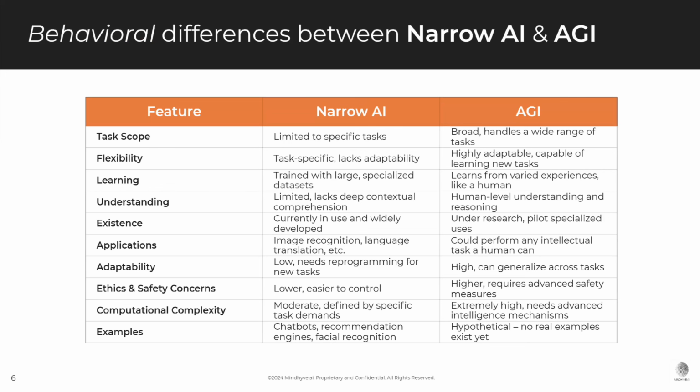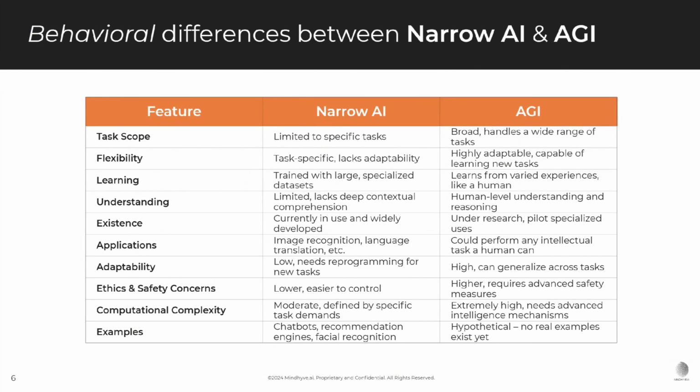So what is it? These are the features of artificial intelligence: the scope of the task it's doing, its flexibility, its learning abilities, how it understands things, its form of existence itself, the applications it's used for, its adaptability to situations, its ethics and safety concerns, its computational complexity, and of course, examples of it.